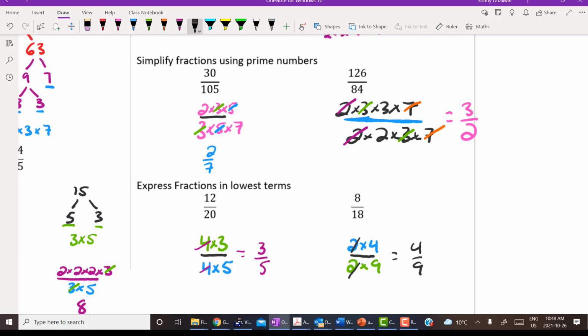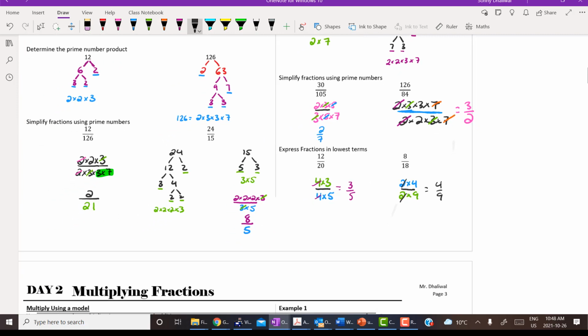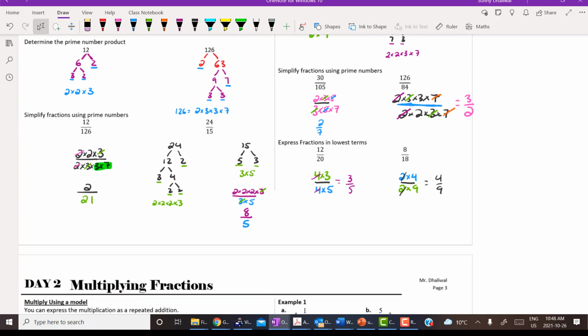That's essentially what we're doing when we say divide by 2 or divide by 4. This is the step that we're doing in our head, but you just don't realize that. We break it down into its parts, then we cancel the things that are in common. So that is it for the lesson.